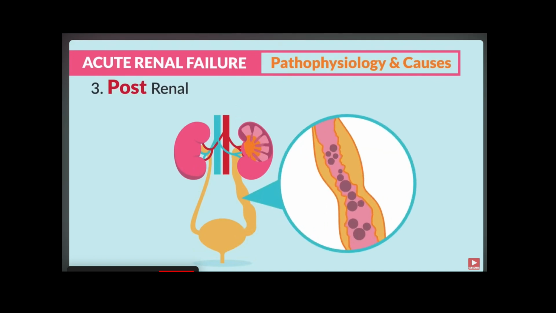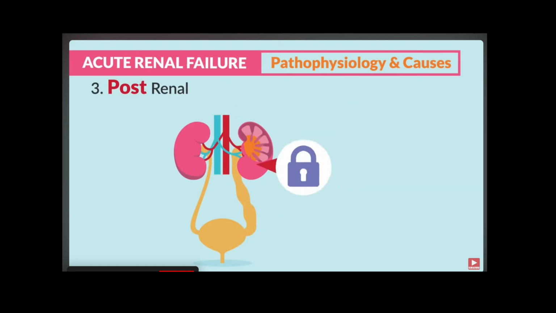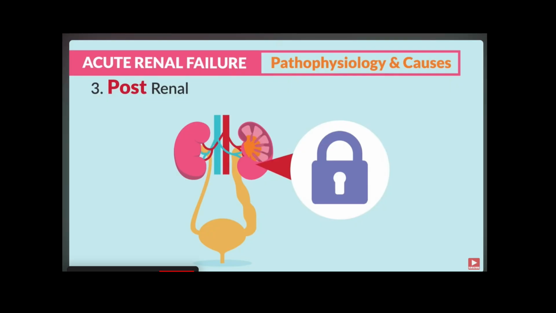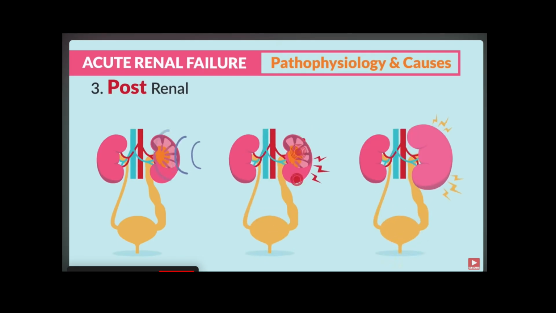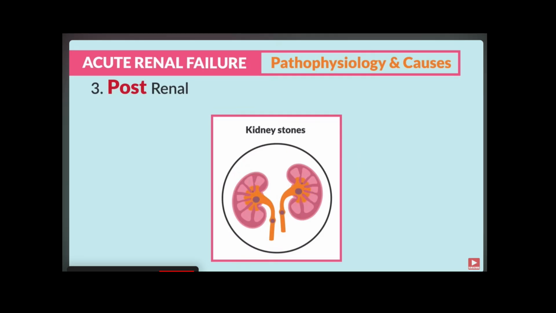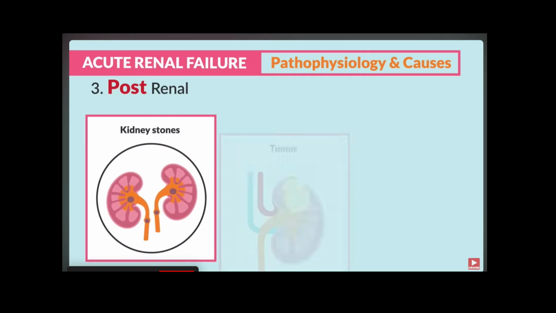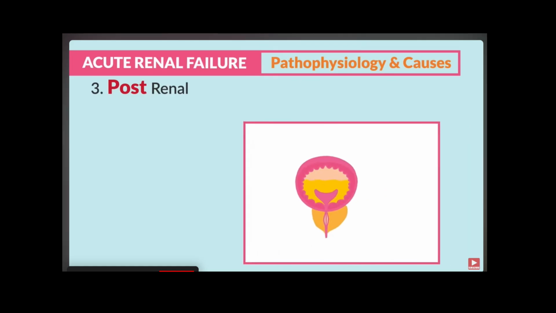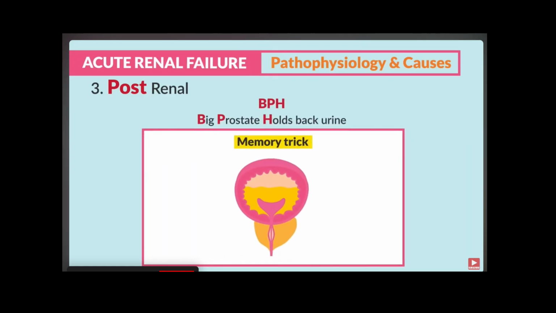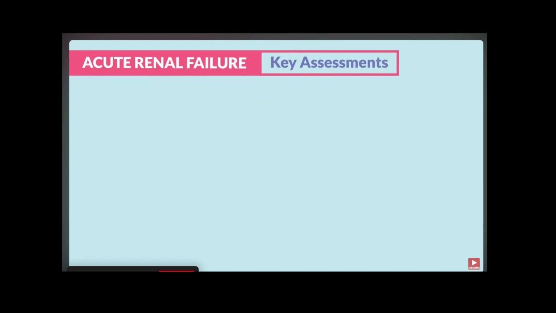There's a renal blockage after the kidneys, which basically blocks the outflow of urine, so urine can't get out of the kidney itself, causing a lot of pressure, pain, and strain on the renals. Like with clients with renal calculi, aka those kidney stones, or even a tumor, or even BPH, that benign prostatic hyperplasia. We see a big swollen prostate in our older men populations. So just think the memory trick, BPH, as a big prostate that holds back urine, and now we have an outflow problem. As far as assessment findings, these are pretty simple.